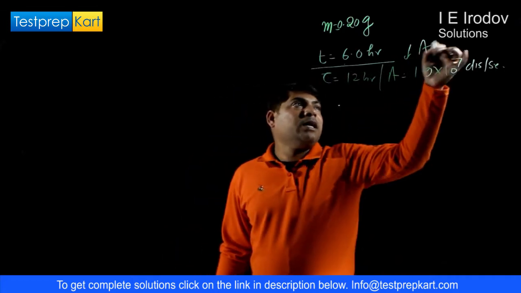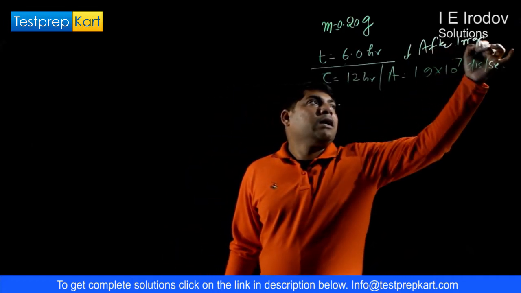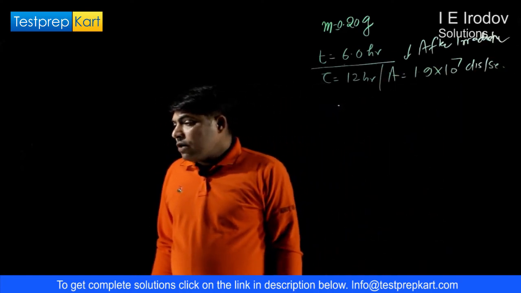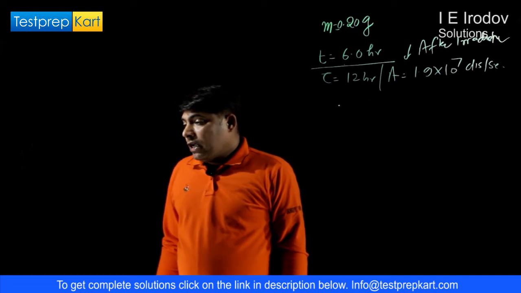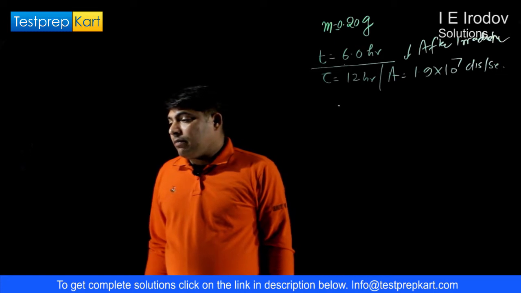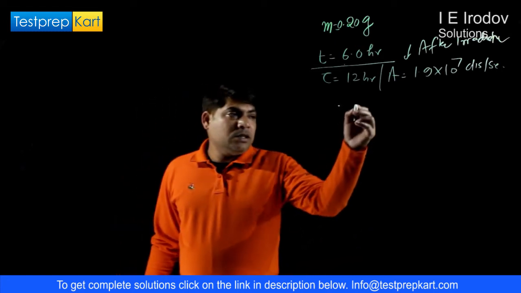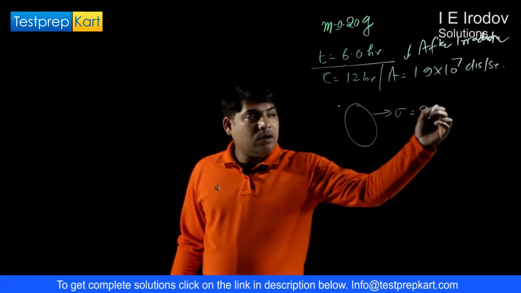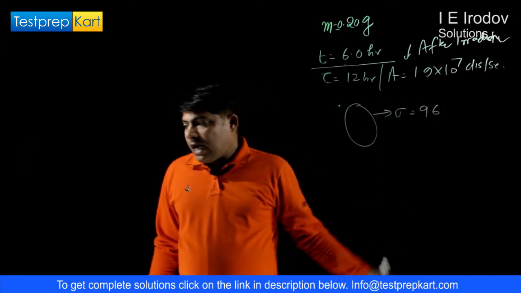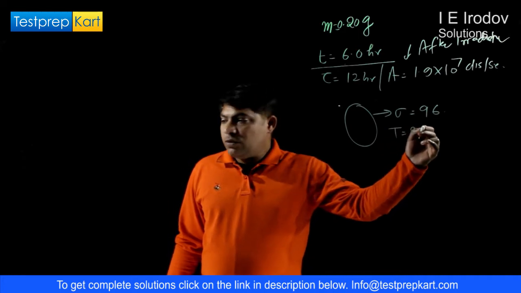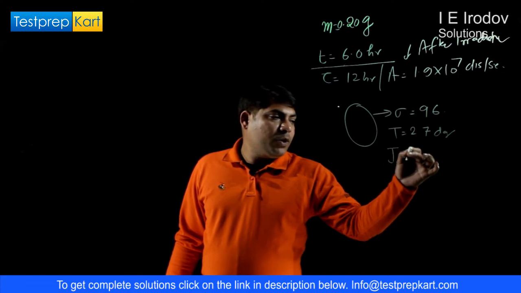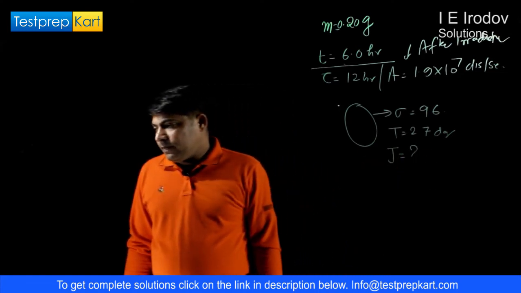Let me mention here, it is after irradiation. Now find the neutron flux density if the effective cross-section for formation of the radioactive nucleus is sigma equals 96 and the half-life is 2.7 days. Here we have to find the neutron flux density.